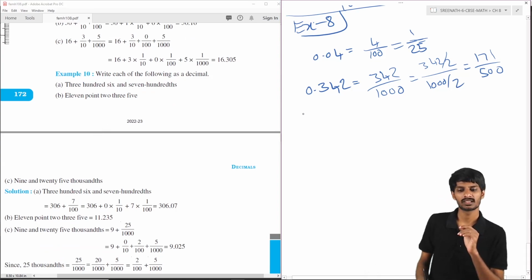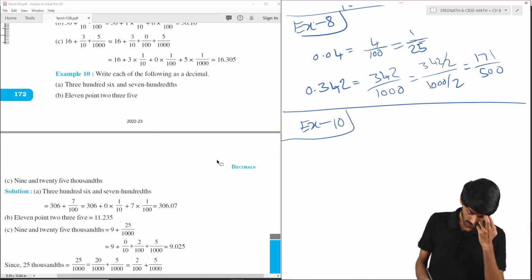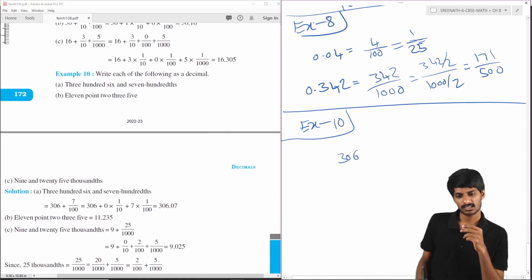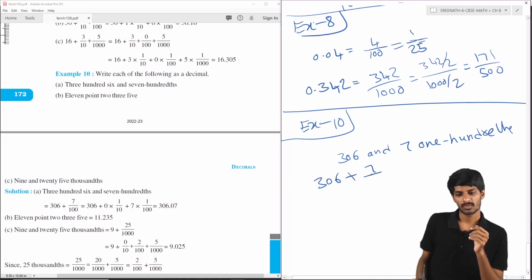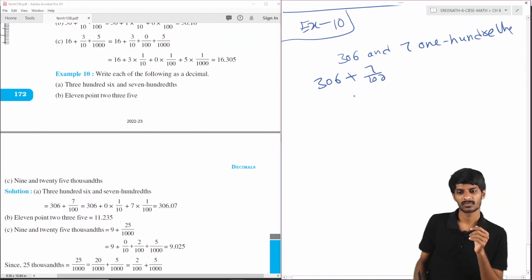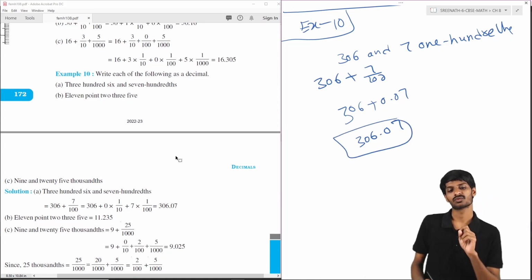You have to write each of these, that is example 10. I am leaving one example for you, students. You have to do it. It is your homework. Write each of the following as a decimal: 306 and 7 hundredths. 306, and 7 hundredths, which means 306 plus 7/100. So that is 306 plus 0.07, which means 306.07 is the final answer, students.